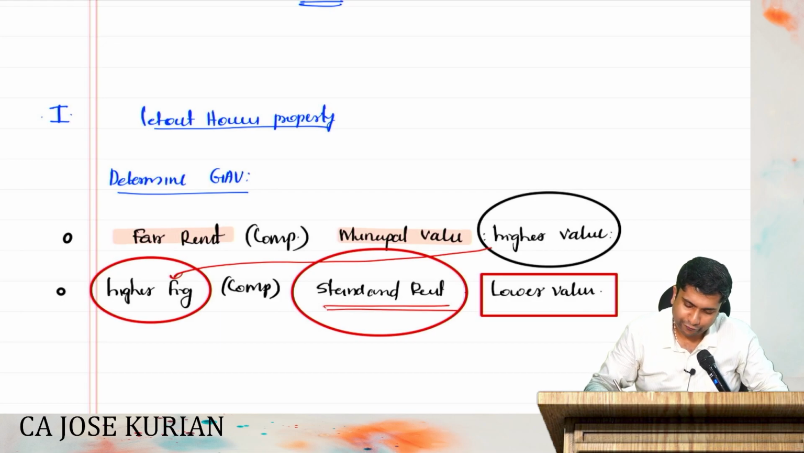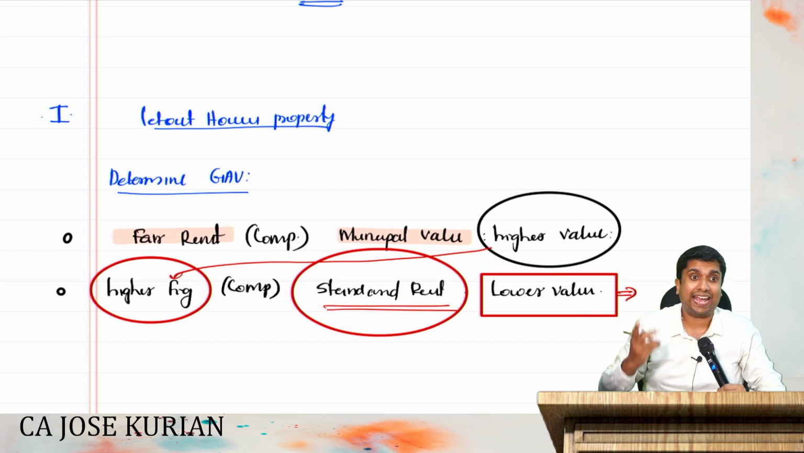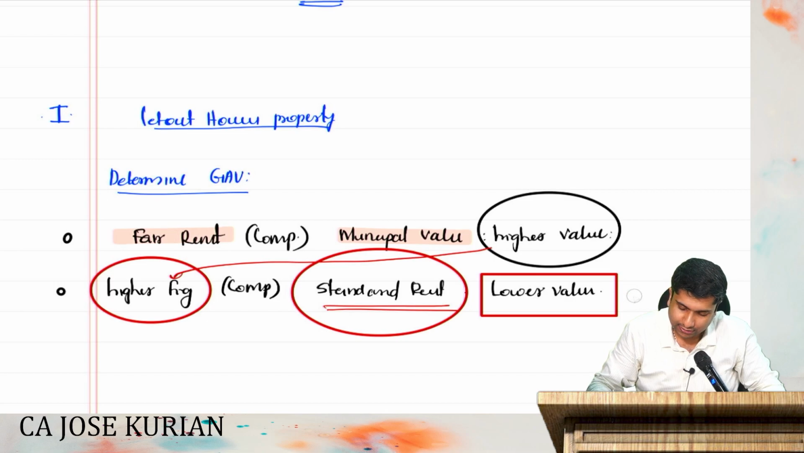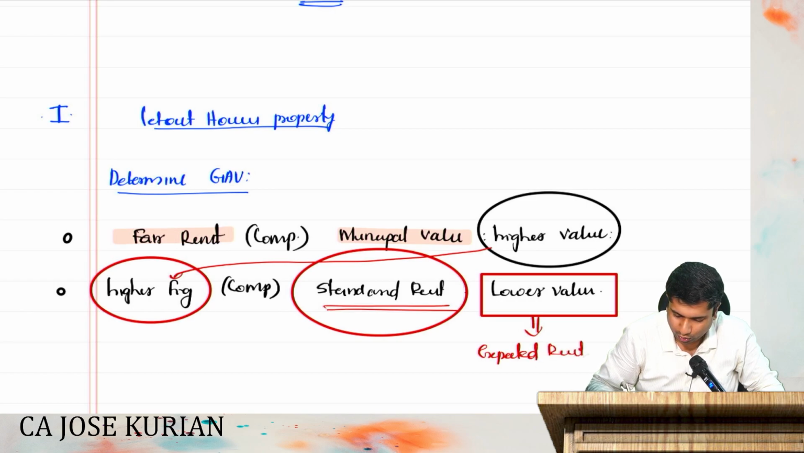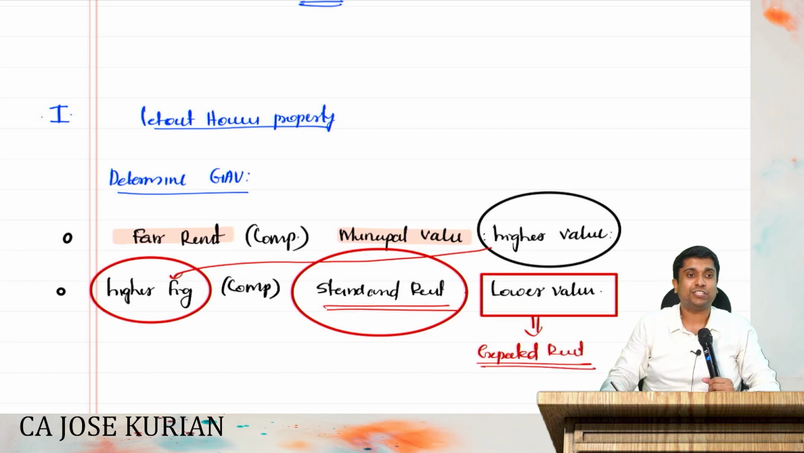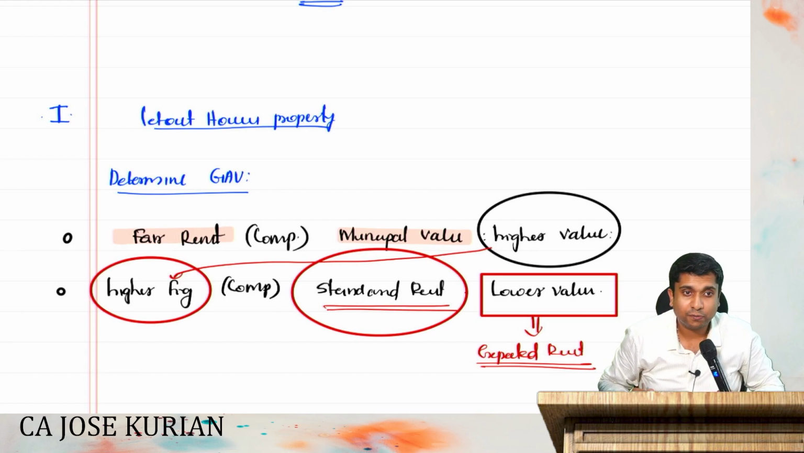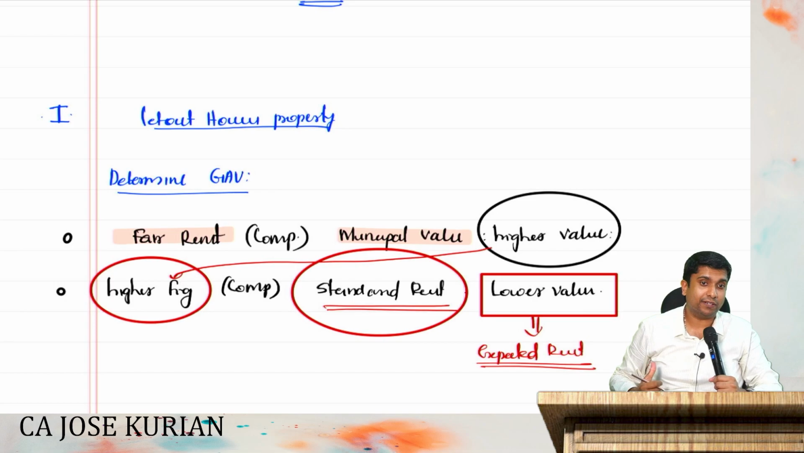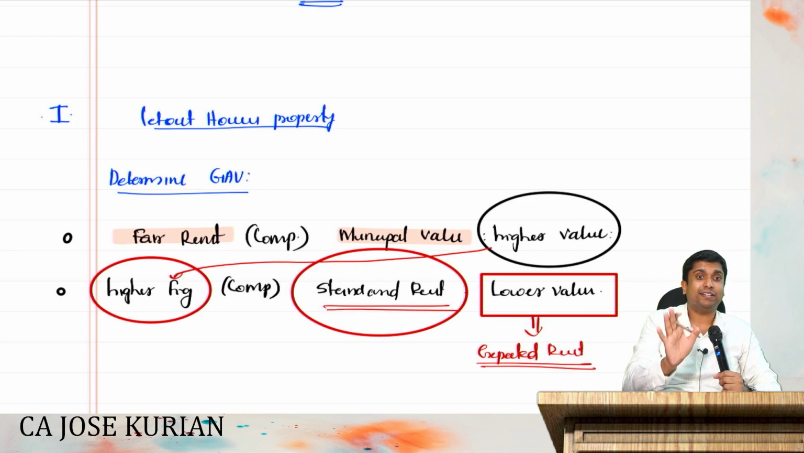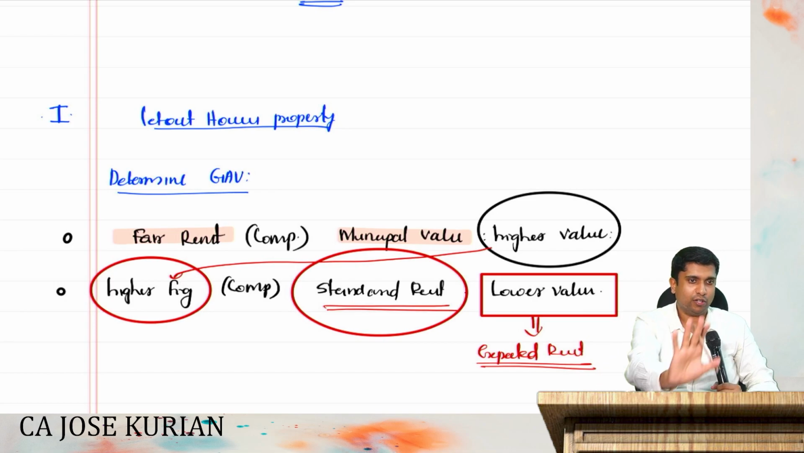And this lower figure is also known as what? Expected rent. What is expected rent? The department is expecting a minimum of this much rent from your property. Are you with me? This is the expectation of the income tax department. The income tax department is expecting this much rent from your property.